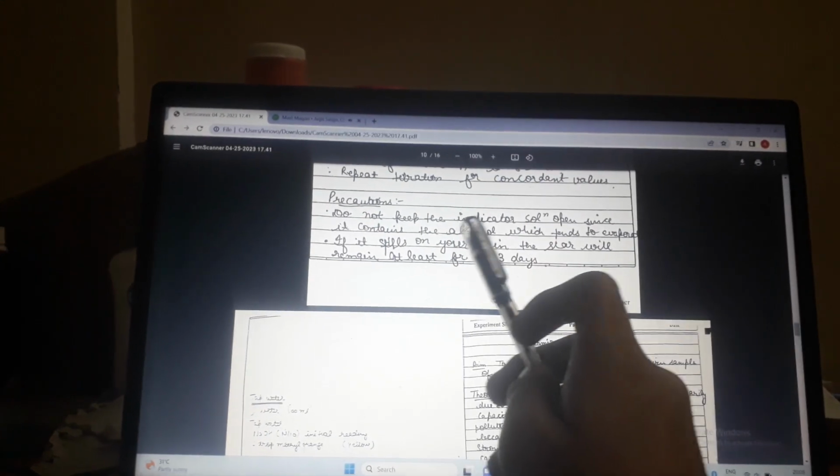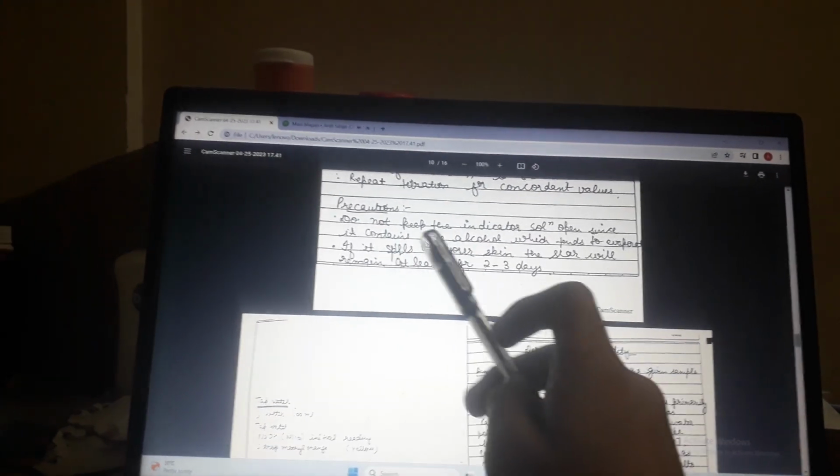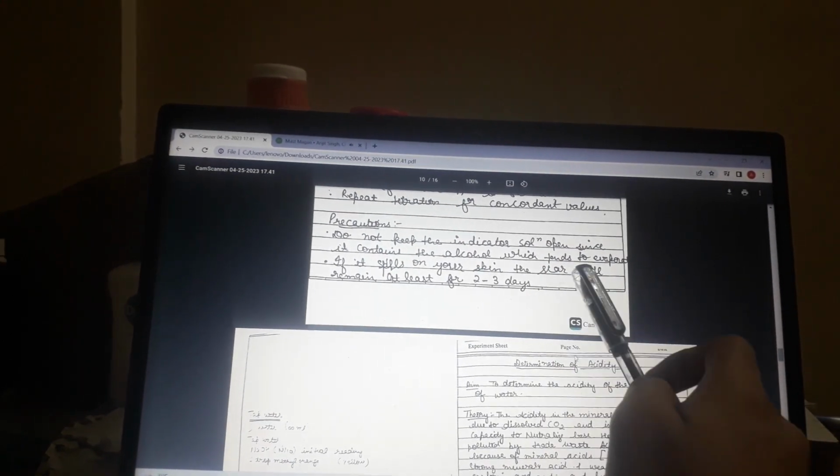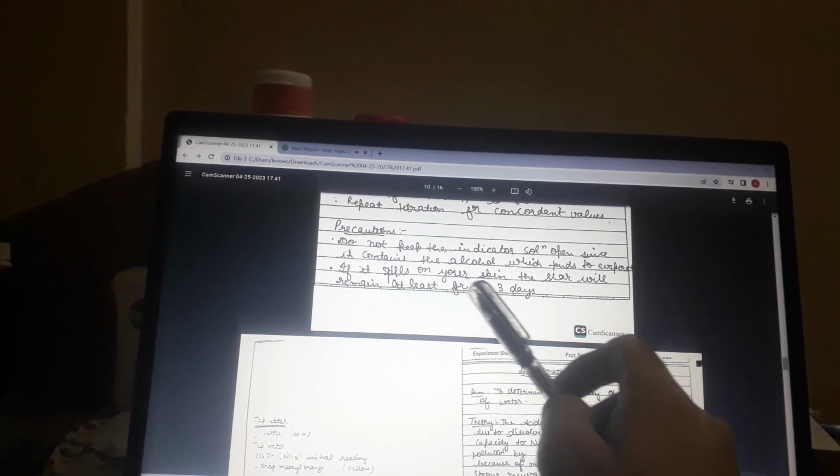Precautions. Do not keep the indicator solution open since it contains alcohol which tends to evaporate. If it spills on your skin, the stain will remain for at least 2 to 3 days.